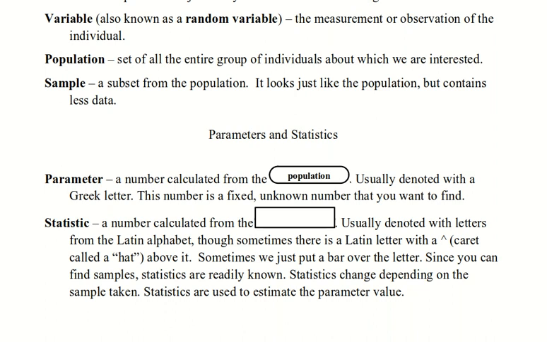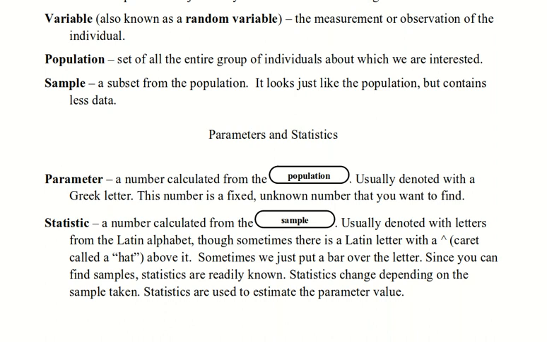Now, if we're looking at a sample, the number that we calculate from a sample is called a statistic. Now, these will follow us throughout the rest of the semester. These are good words to remember. They start with the same letter. The parameter is taken from the population, both start with P. The statistic is taken from the sample, both start with an S.